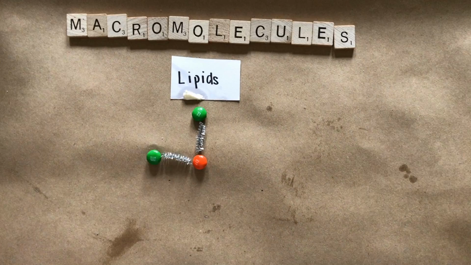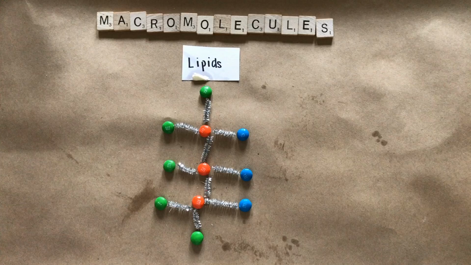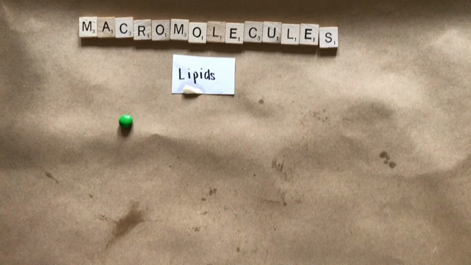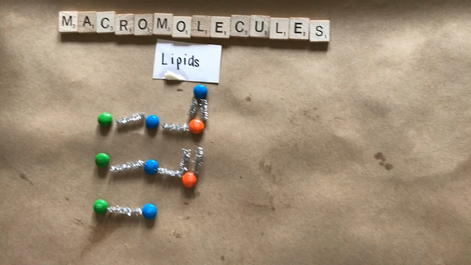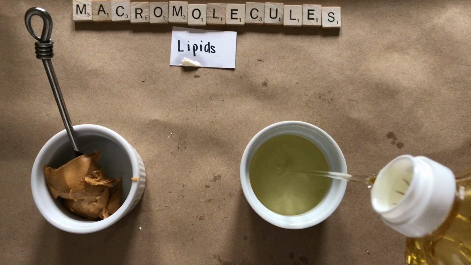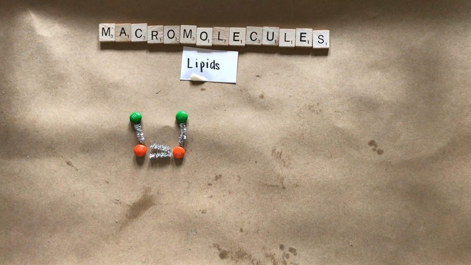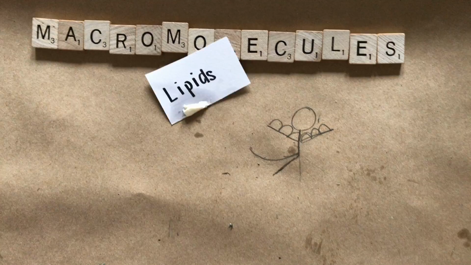Next, we have triglycerides, which are lipids with one glycerol molecule bonded with three fatty acid chains. These are covalently bonded together. Triglycerides are found in peanut butter and oil. Lipids are broken up into saturated and unsaturated through single and double bonds.